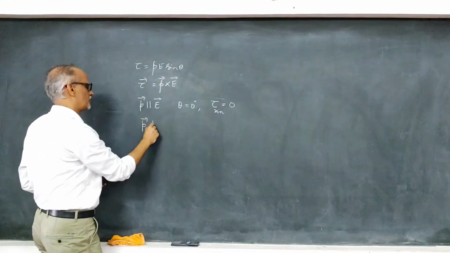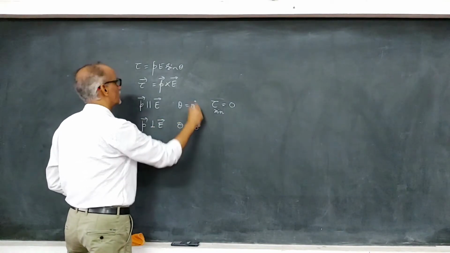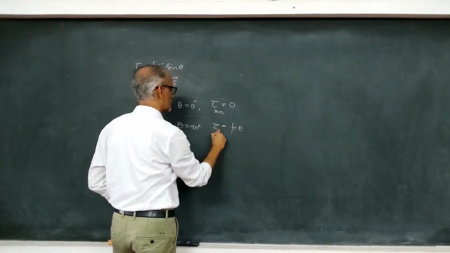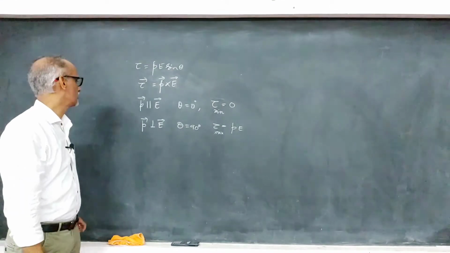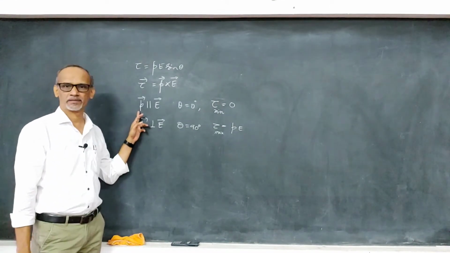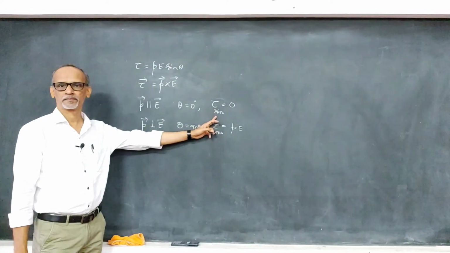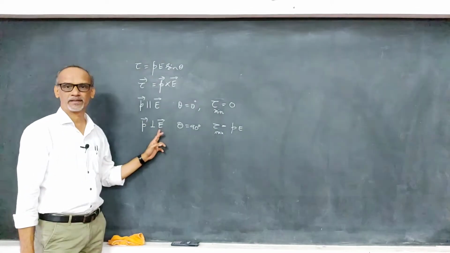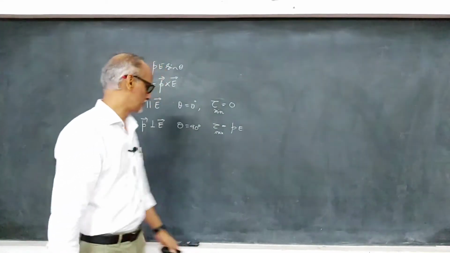If the electric dipole moment is perpendicular to the electric field, theta is 90 degrees, sine 90 is 1. So, torque is PE and this is maximum. This is a 2 marks question. When the electric dipole moment is parallel to the electric field, the torque is minimum, and when the electric dipole moment is perpendicular to the electric field, the torque acting on the dipole is maximum.